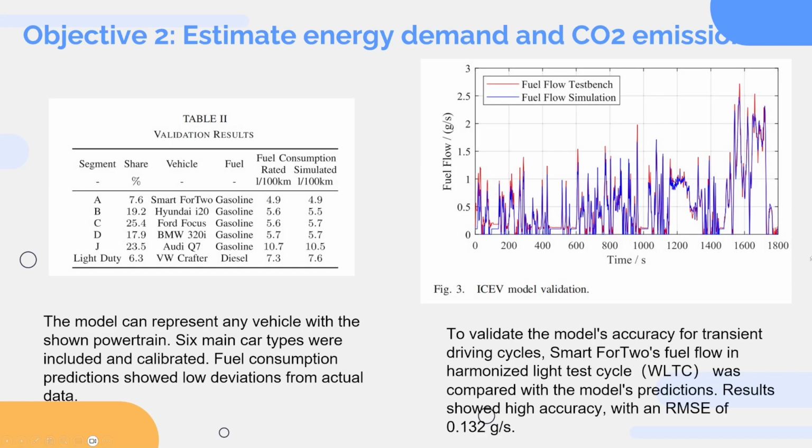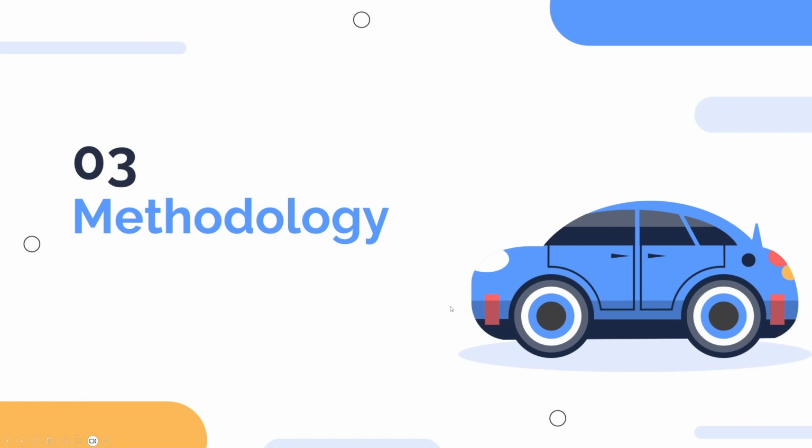Next, here are the validation results for the models against real-world measurements. The models are validated against real-world data to ensure accuracy. For ICEVs, the validation involves comparing model predictions with type approval information and transient driving cycle tests. For example, validation is provided for a Smart for 2 vehicle using data from a chassis dynamometer test in the Worldwide Harmonized Light Vehicle Test Cycle, WLTC. The model's instantaneous fuel flow prediction closely matched the real-world measurement with a root mean square error of 0.132 g/s.